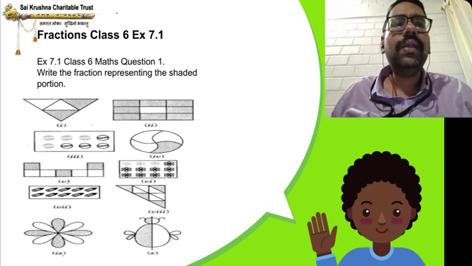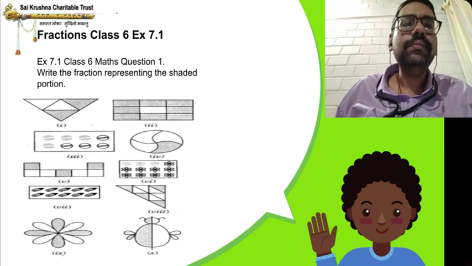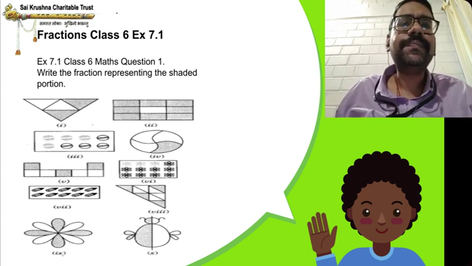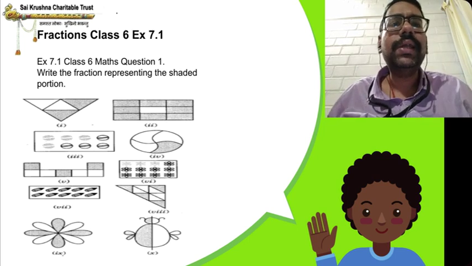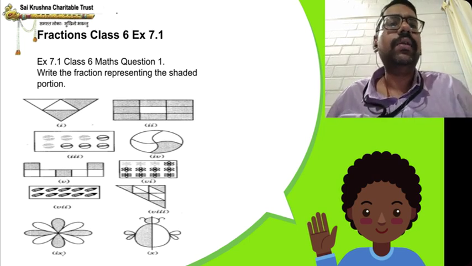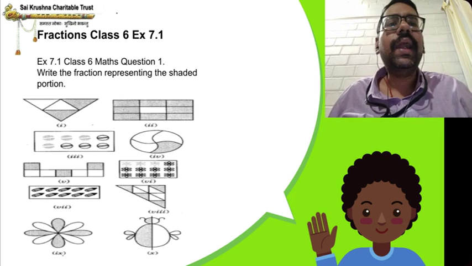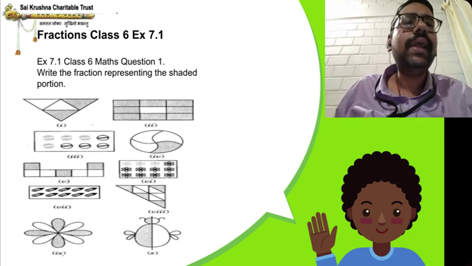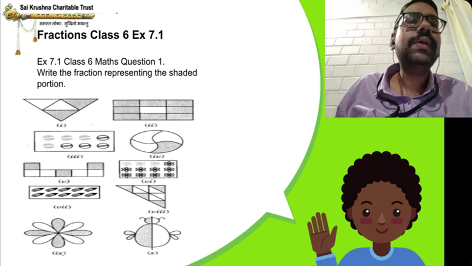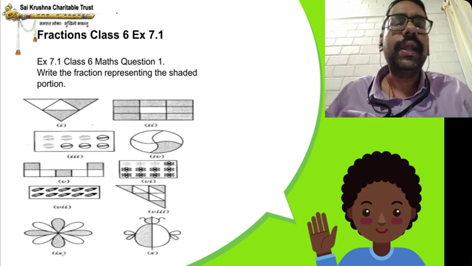4 divided by 8. Next one, in a circle, how many parts are shaded? How many parts are there in total? 4 parts are there, right? Out of this, how many are shaded? 1 part is shaded. So 1 out of 4 parts is shaded.